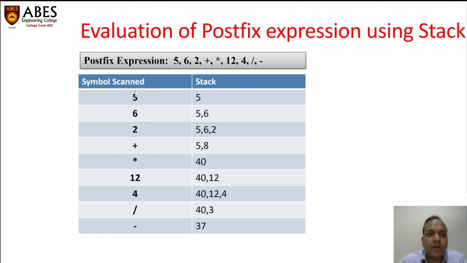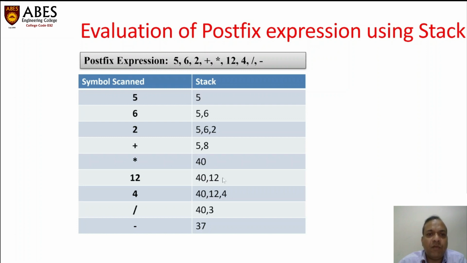So in first column we will scan all the symbols which is given in the postfix expression, and in stack we put one by one symbol like this. So 5 encountered, it will be put onto the stack. Then 6, then 2, then when plus encountered, then we extract the top two symbols and perform the operation plus. So 6 plus 2 will be 8. Now star occurred, so 5 into 8 operation will be performed, and result 40 will be pushed onto the stack.